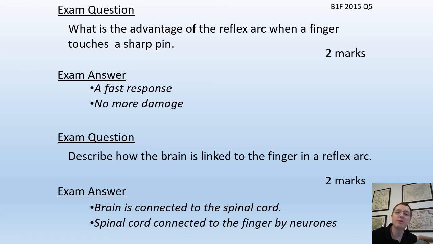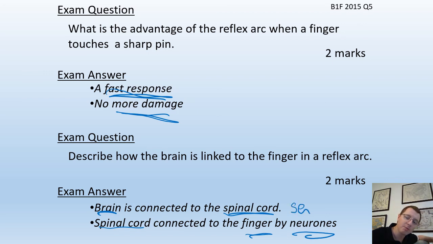So what's the advantage of a reflex arc when a finger touches a sharp pin? The advantage of a reflex arc is that it's always a fast response with no more damage to the body. Describe how the brain is linked to the finger in a reflex arc. Well, the brain is always connected to your spinal cord, and the spinal cord, full of those relay neurons, is connected to the finger by neurons. If you're being more technical, it would be the sensory neuron.